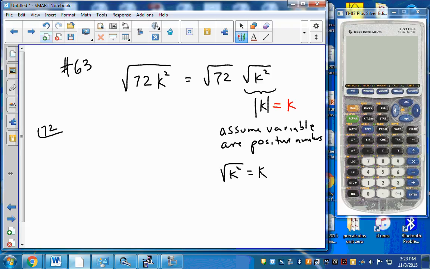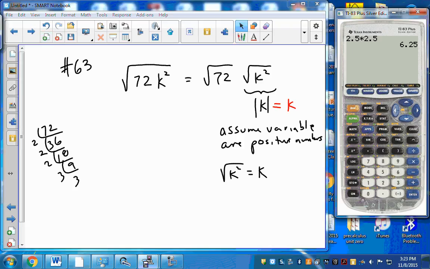Let's do our upside down division. 2 goes into that 36. 2 goes into that 18 times. There we go. 2 goes into that 9 times, and 3 goes into that 3 times. And again, if we're in doubt, we can check here. I have 2 times 2 times 2 times 3 times 3. Okay, and sure enough, that's 72.